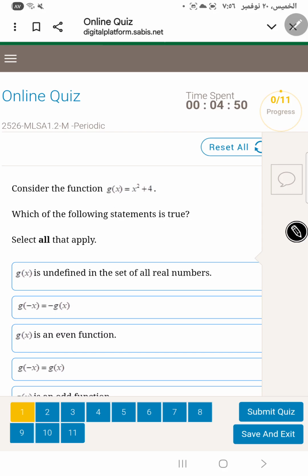In this video I'm going to solve this algebra quiz section 1.2 from course practice for grade 9 and 10. So consider the function. Which of the following is true?